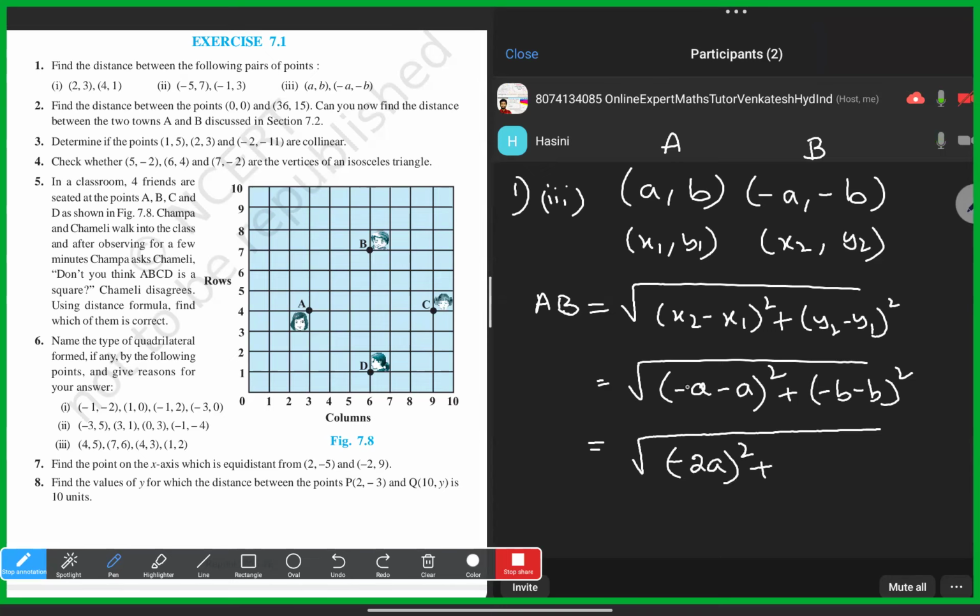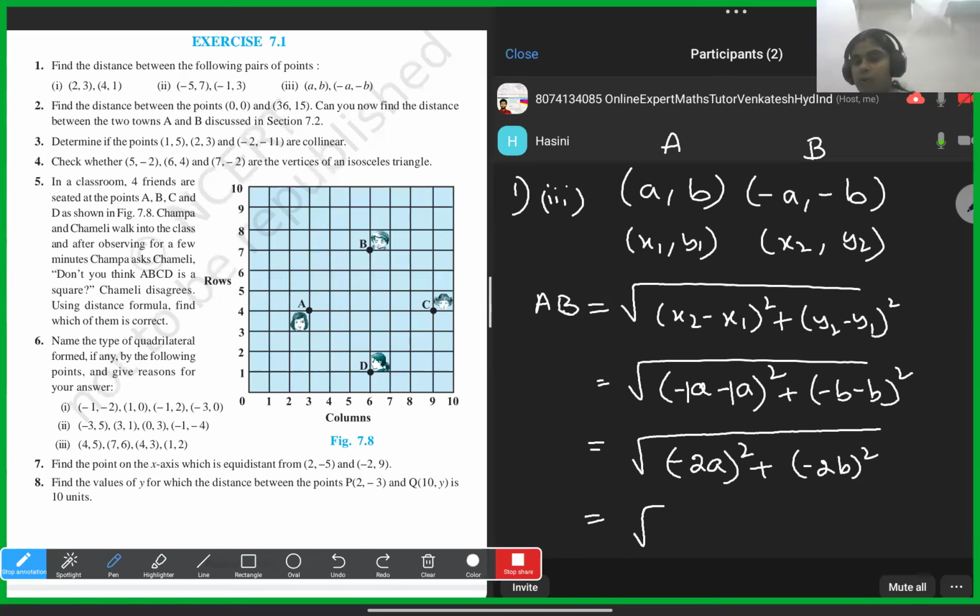Whole square, because before a's there are ones that we should add. Okay, sir. And minus b minus b is minus 2b, squared. So minus 2a whole square is how much, Hasni? Could you repeat? Minus 2a squared, sir. Yes, Hasni. Minus 2 whole squared is 4, so it is plus 4a square. And this one is 4b square. Yes, sir.